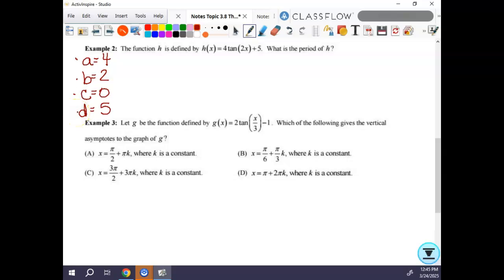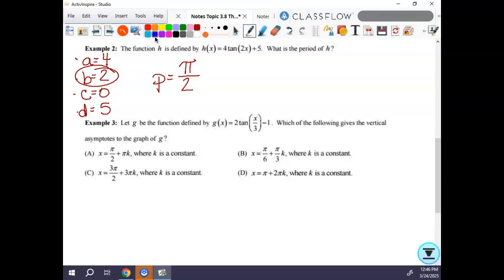Well, when I'm looking for the period, we know that that relates to B. So to find the period, what goes on top for tangent? Pi. It's pi divided by B, which is 2. And then I simplify, which I can't, so my answer is pi halves. Okay. What questions you got?